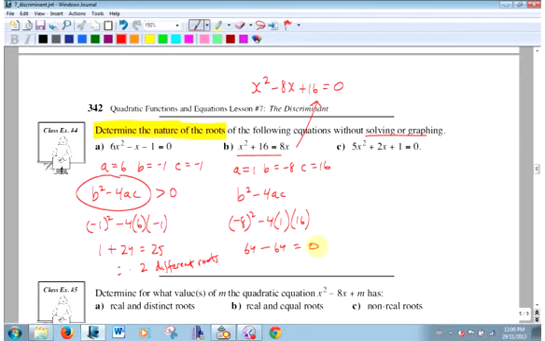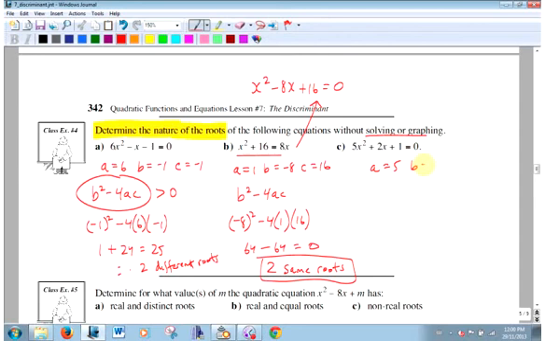My discriminant is equal to 0. What does that mean? Yeah, two same roots. That works. Okay? Two equal roots, same thing. Double root, okay.